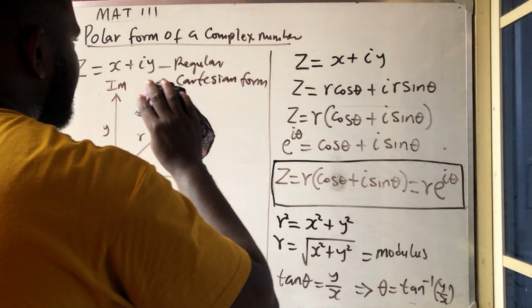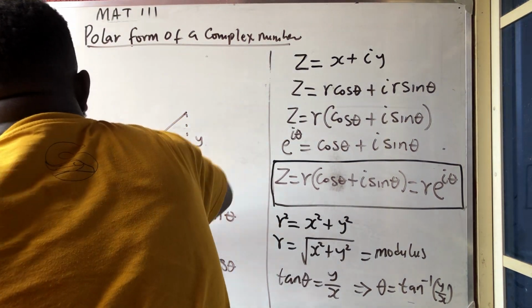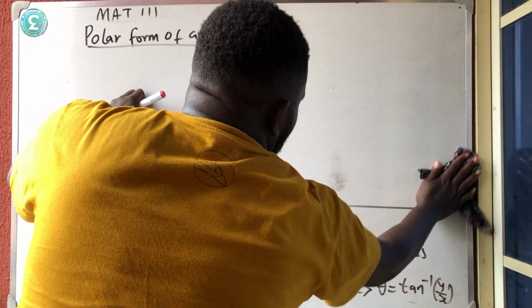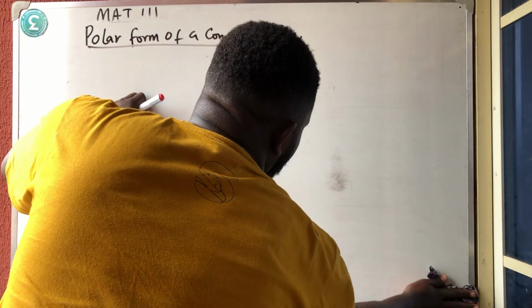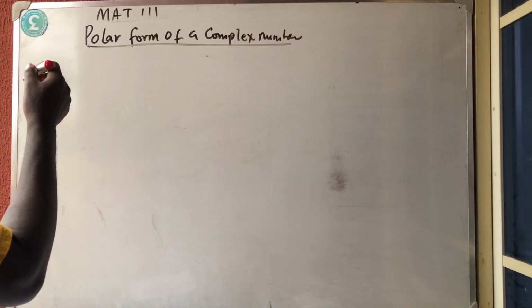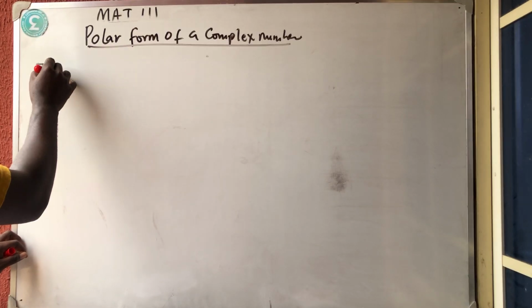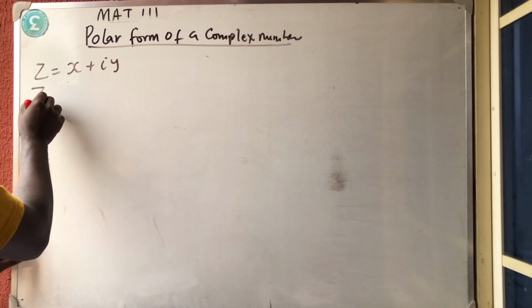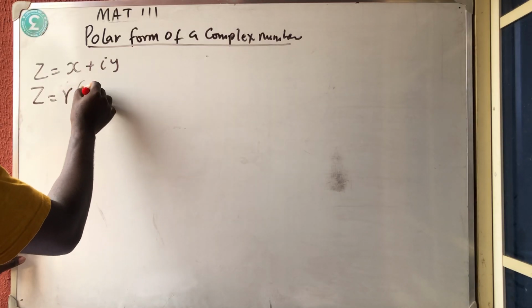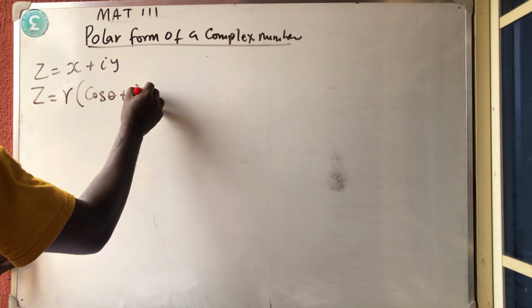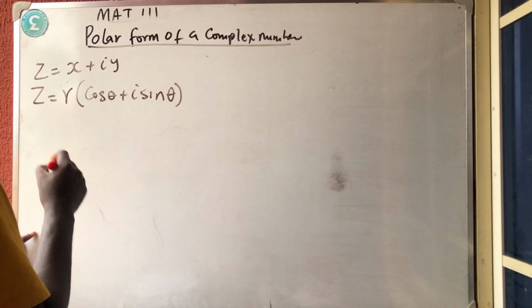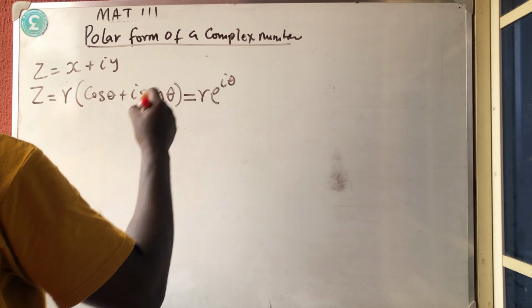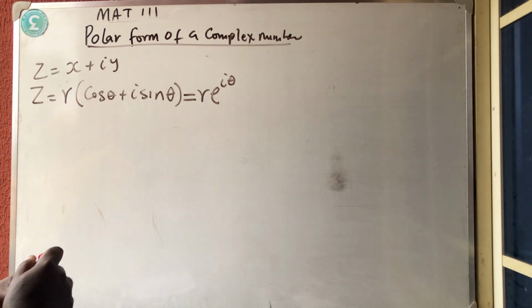Let me clean the board and tell you the things you need to know for the polar form of a complex number. The normal form of a complex number is z is equal to x plus iy. Then the polar form is z is equal to r times cos theta plus i sin theta, or r e raised to power i theta. Both of them are called the polar form of a complex number.